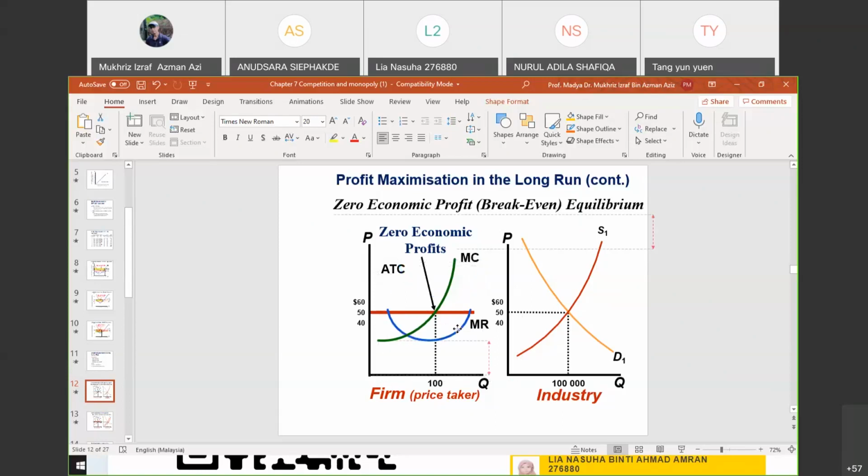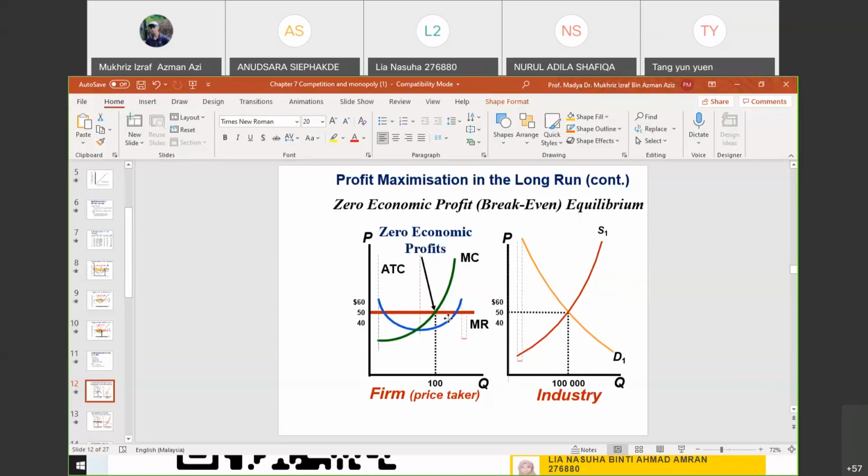How about this one? If the average cost is below the price, it means the firm is making profit. If this is the condition, because in the long run we assume that any positive profit will become very, very small, because in the short run, if you can make profit, you will attract other companies to the market.